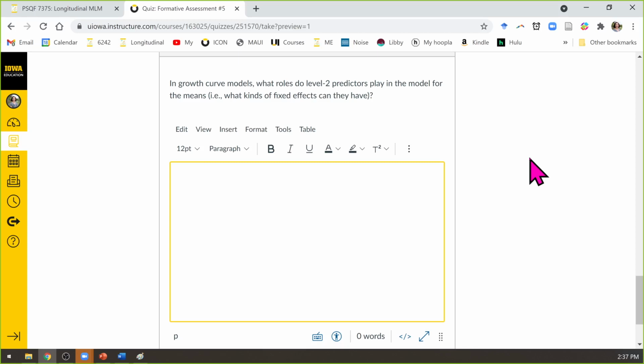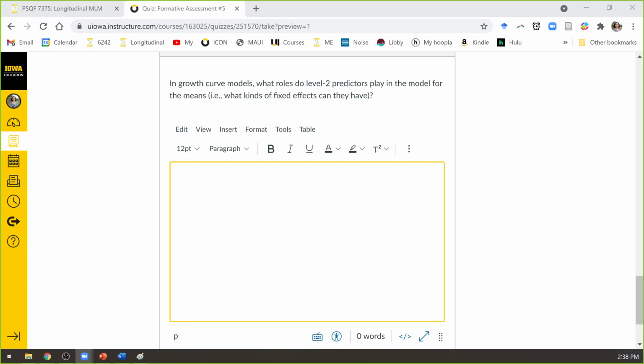If I put in an interaction of a time invariant predictor with time, then what am I doing? Modifying the slope variance, modifying the slope. Yes, so you are allowing the slope to change as a function of the time invariant predictor, thereby reducing the random time slope variance. So we'll talk about this today.